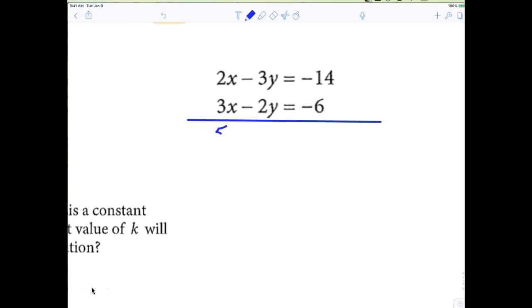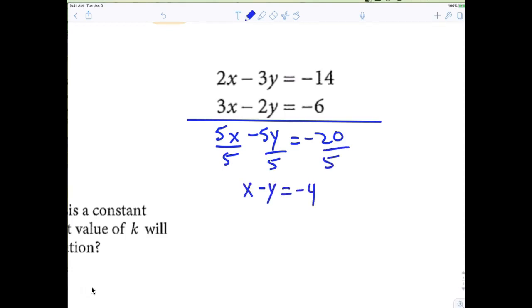If I add them, 5x minus 5y equals negative 20. Divide by 5. Isn't that pretty cool? x minus y equals negative 4. The top one will be y1 equals negative 14 minus 2x divided by negative 3. y2 would be negative 6 minus 3x divided by negative 2.